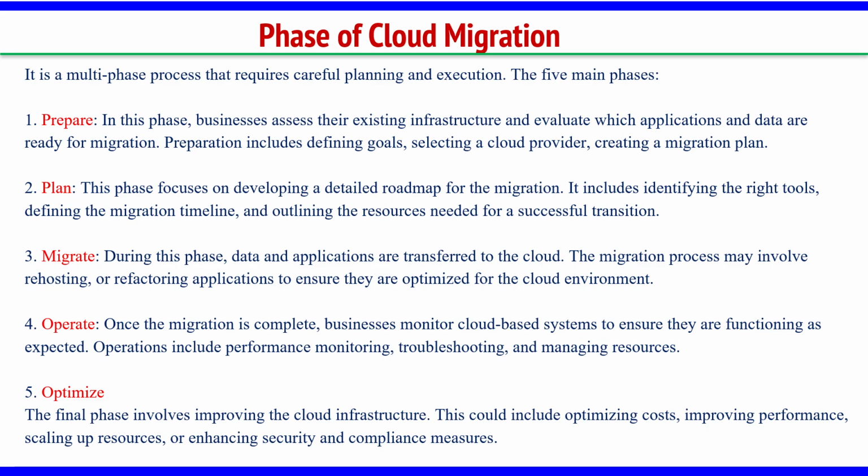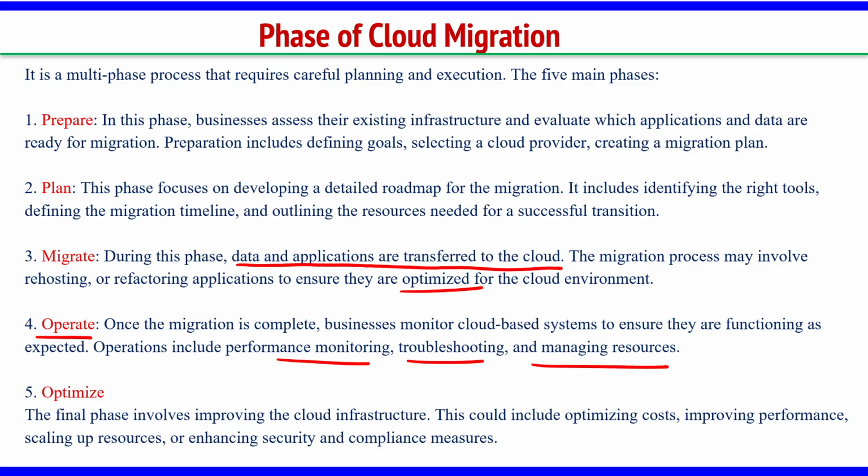The third phase is the actual phase where the migration happens, where the data and the applications are transferred to the cloud. They are shifted from the on-premise to the cloud, right? The migration process may involve rehosting or refactoring applications to ensure that they are optimized or compatible with the cloud environment. And the fourth one is operate, the actual process, right? Once the migration is completed, we start that business, we launch our application, and we do some monitoring also, some operations like performance monitoring, troubleshooting and managing resources. We observe how that application is working in the cloud, that is operate.